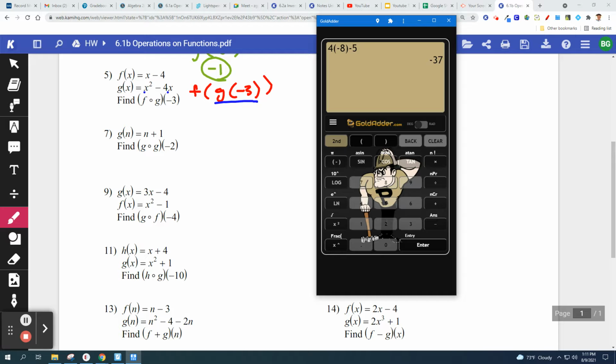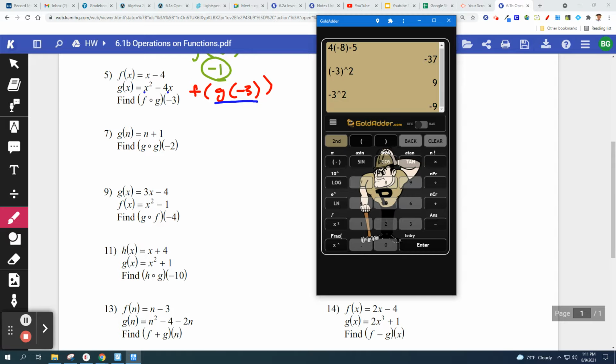Anytime you plug in a number, put it in parentheses. Because if you type in negative 3 squared, which is what we need to do, with or without parentheses, you're going to get two different answers. So be very careful there. Save yourself some hassle and just put it in parentheses.